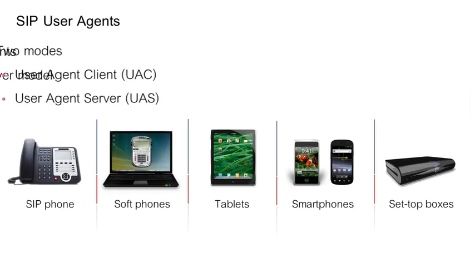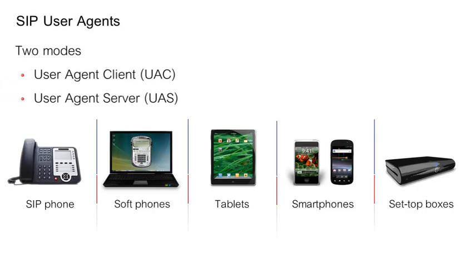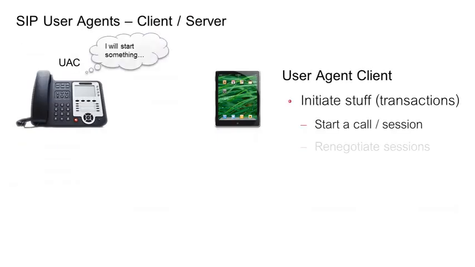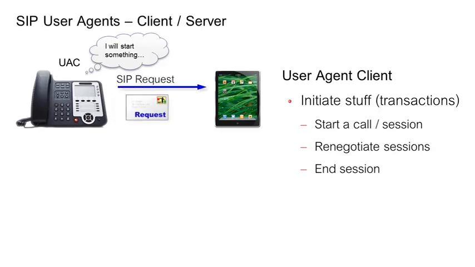They act as a user agent client, or UAC, when initiating something. Perhaps a new call, maybe renegotiating the session to use different media, or perhaps to initiate the end of a session. User agent clients initiate something by sending out a SIP request, a specially formed IP signaling packet that requests something of the downstream device, the user agent server, or UAS.